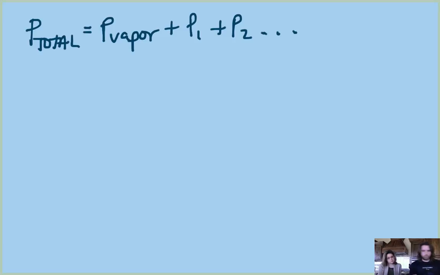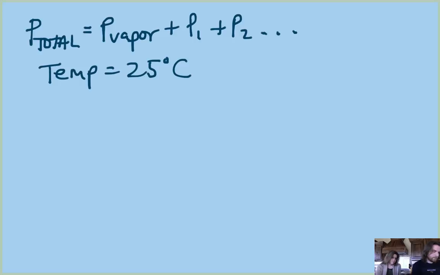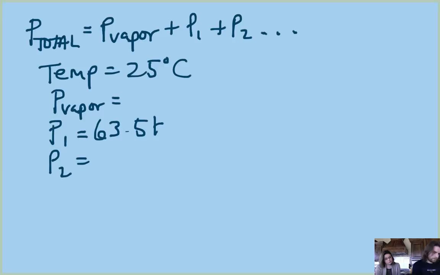Let's say the temperature is 25 degrees Celsius, which is about room temperature. We're trying to find the total, and we need to use the chart to find the water vapor. The pressure of the first gas is 63.5 kilopascals. Kilopascals, so again, different units than we used previously. And the second gas is 35.0 kilopascals. We're going to try to find the total, but we have to look at our chart.